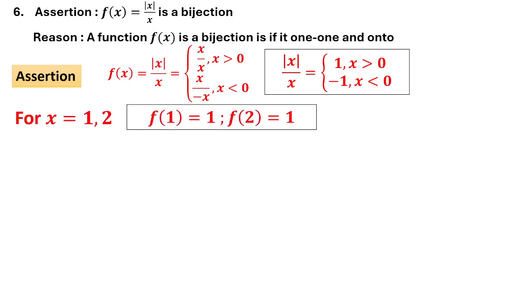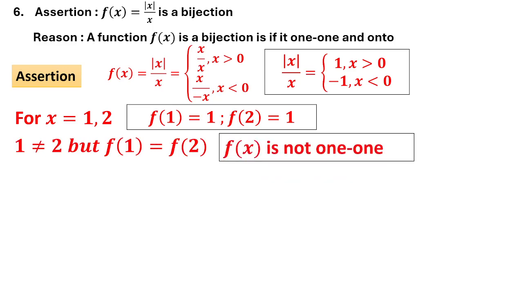I am taking f of 1. It is also 1 because it is greater than 0. f of 2 is also 1 because it is greater than 0. But for two values which are not equal, their images are equal. Therefore, f of x is not 1-1.